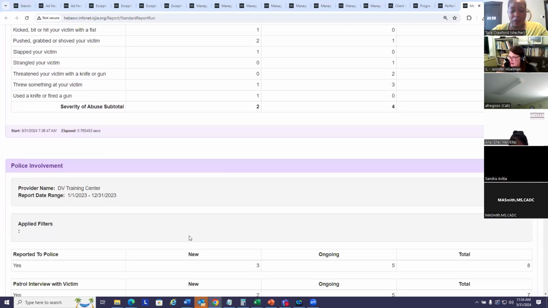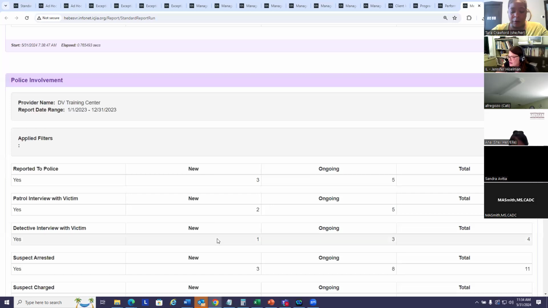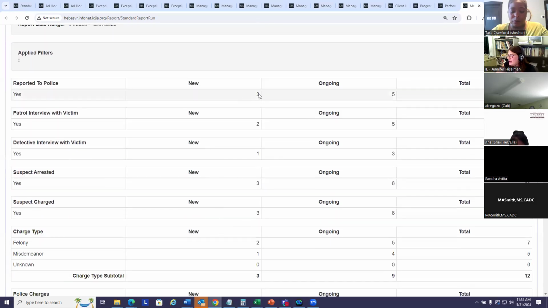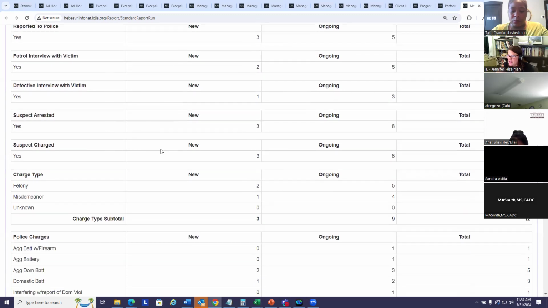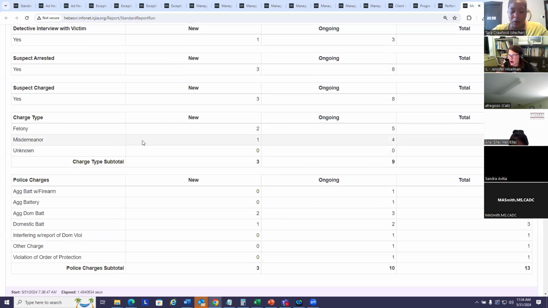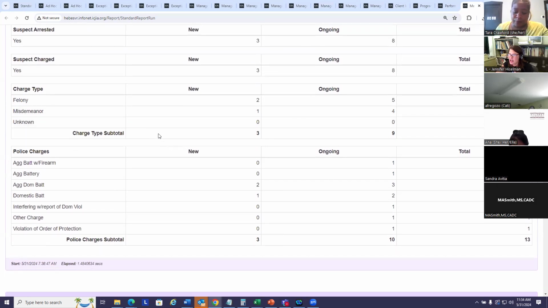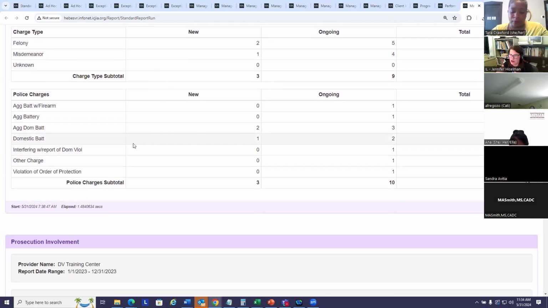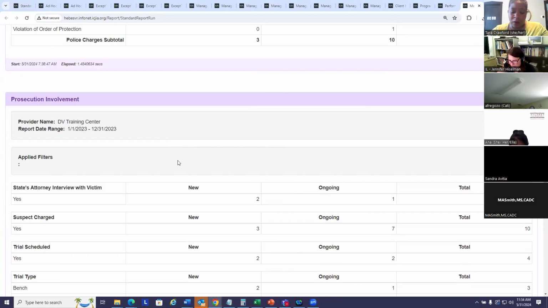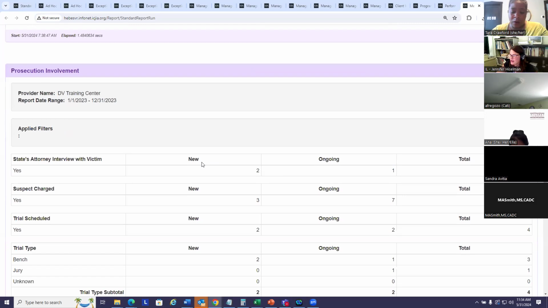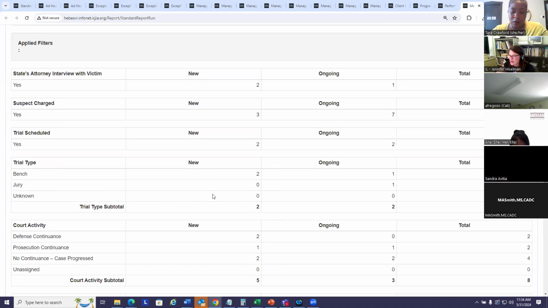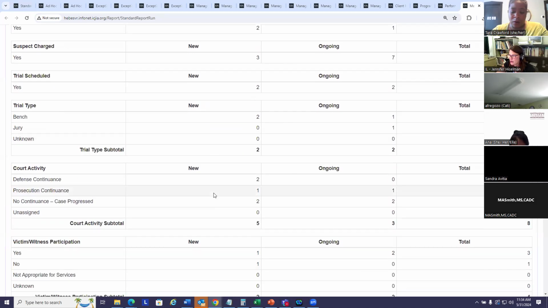The next section is police involvement. So we have a number of clients who reported to police and were responded to with interviews. And then we also have summary data on the person who caused harm, whether they were arrested, charged, the type, and what the arrest charges were. And then we have prosecution, which includes the experience of the survivor with the state's attorney's office, as well as the person who caused harm.